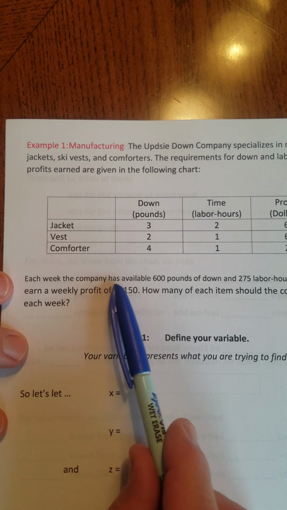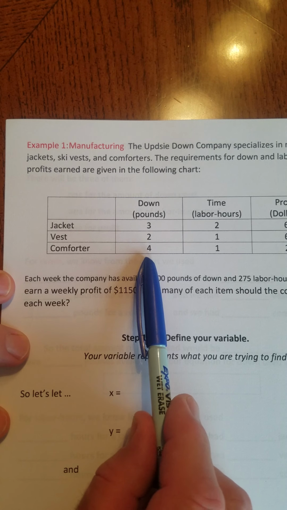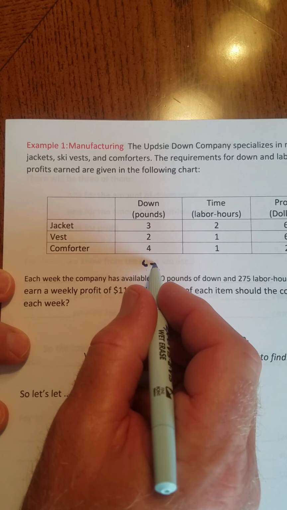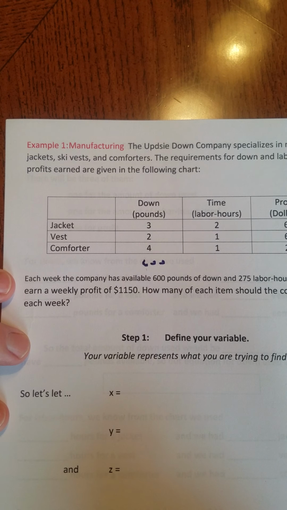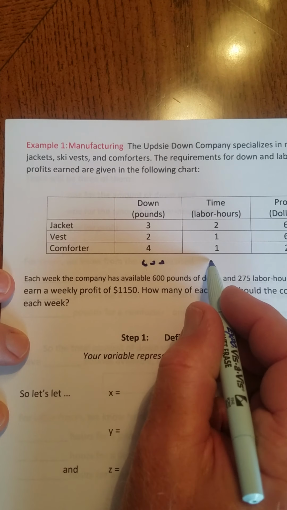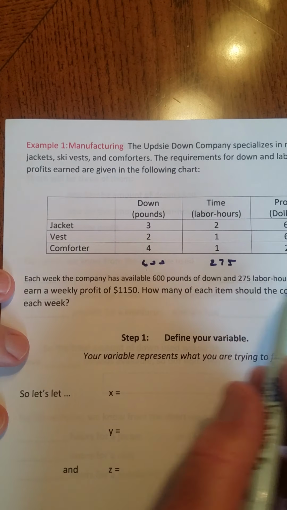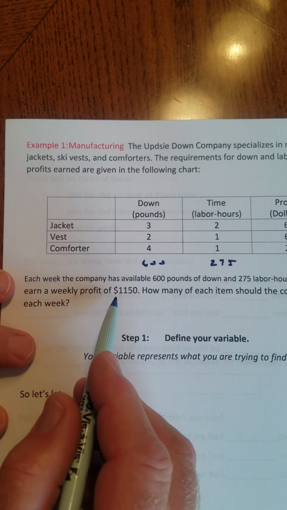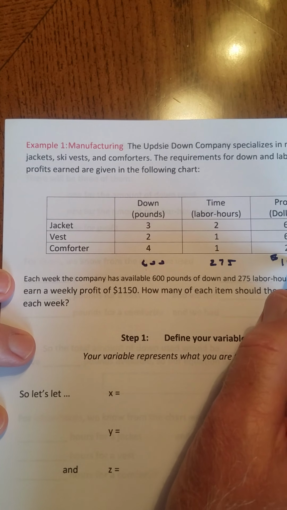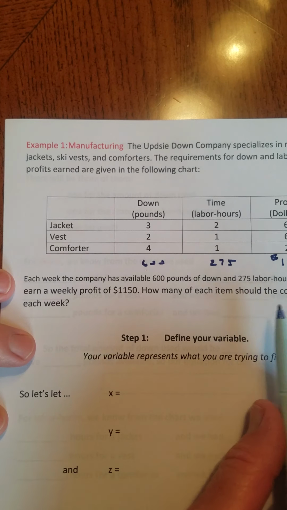Each week the company has available 600 pounds of down. So I'm limited right here by 600. Now I'm going to put 600 right here in that column. We'll come back to that. 275 labor hours. So I'm going to put 275 right here. It wants to earn a weekly profit of $1,150. How many of each item should the company make each week?